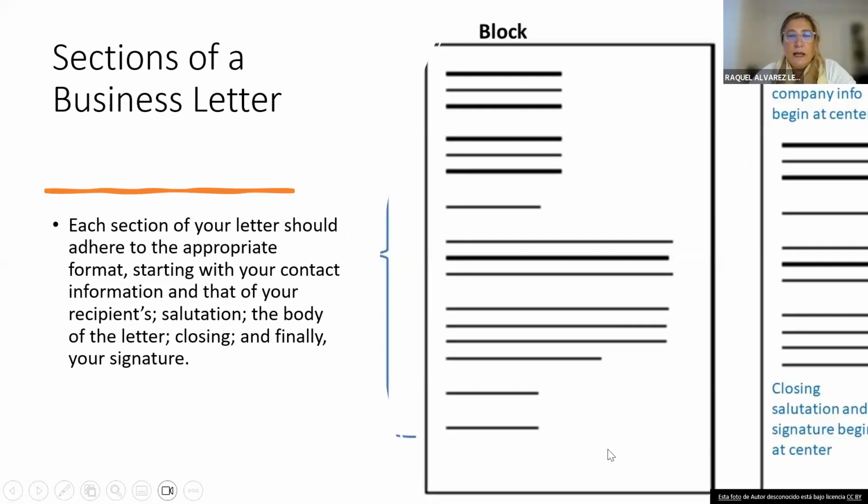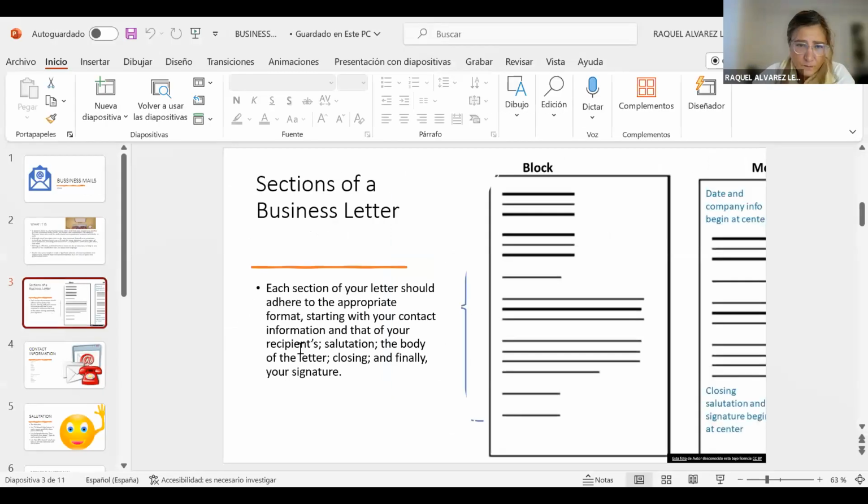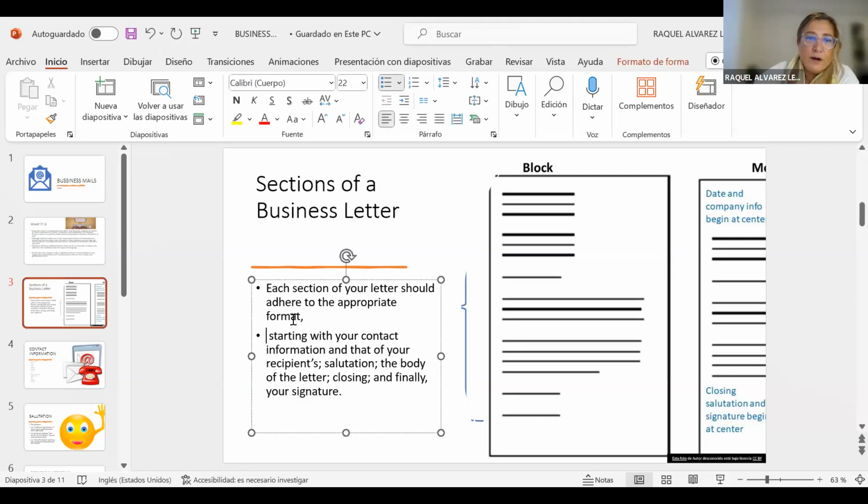So, well, in a business letter you are going to find different sections. So it's important to have these different sections because it's going to give body, va a dar cuerpo to your writing, and it's going to be more formal and more elegant. So it's important, the appropriate format, guys: you have to start with your contact information. The first thing you have to include is your contact information, okay, and the information of the other person, okay.